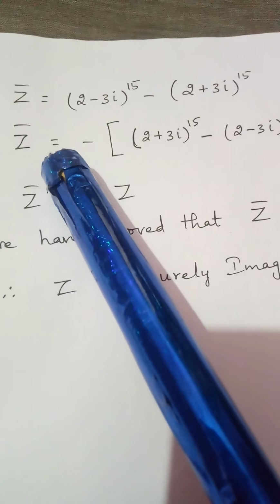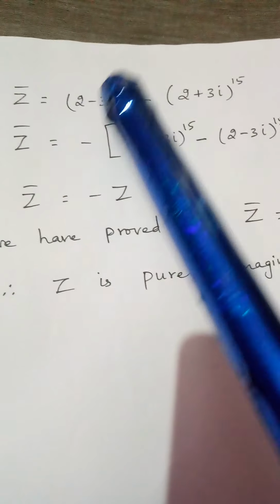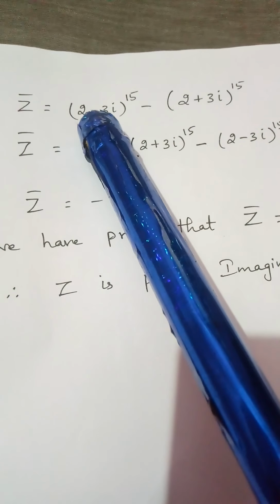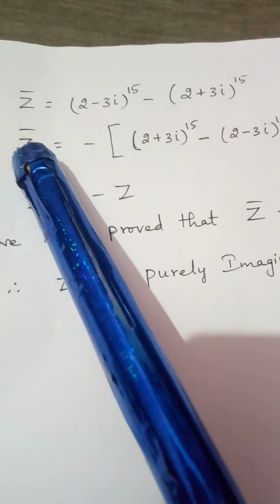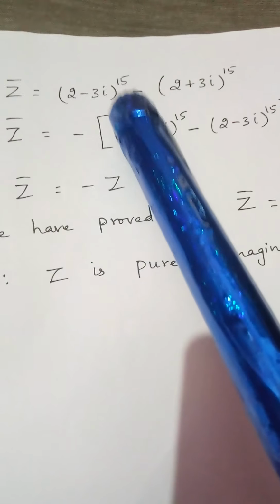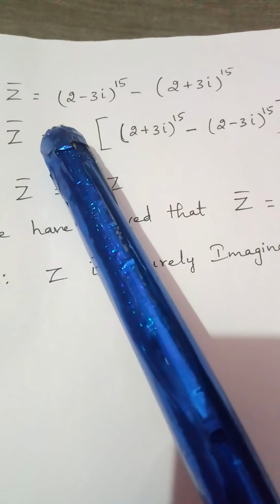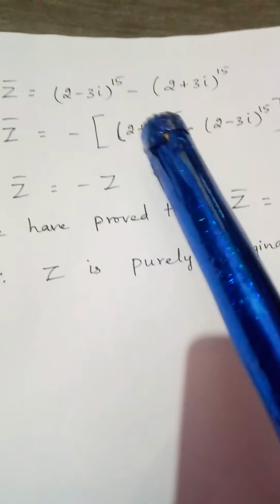Z bar is equal to, how does this step come? By simply taking the conjugate. Bar is present. We have changed that, that is, we have changed the sign of the imaginary part. Now z bar is equal to, from these two terms, if I take the minus sign outside, what happens? This minus term will become plus, so that is written first.